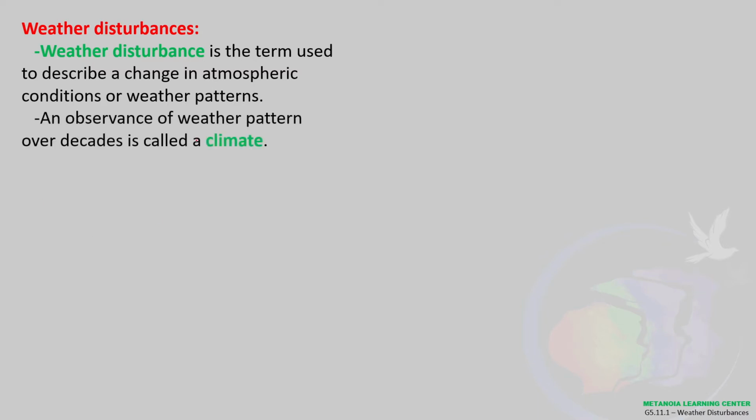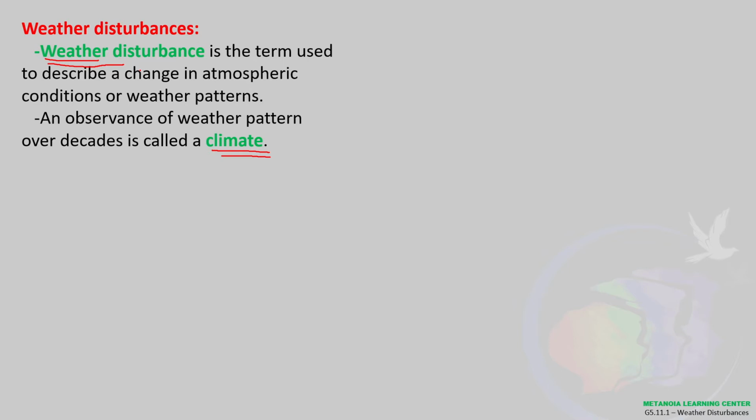Okay, an observance of weather pattern over decades is called a climate. So that's basically the difference between weather and climate. Weather basically refers to what we experience day by day. For example, it may be sunny today, but later in the afternoon, it may be rainy. It may be rainy today, tapos mamayang hapon, it will be sunny, windy. So it depends, no? It really depends. It can also be cloudy lang. So, this weather can change at some point anytime in a day.